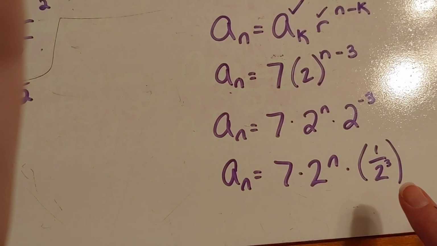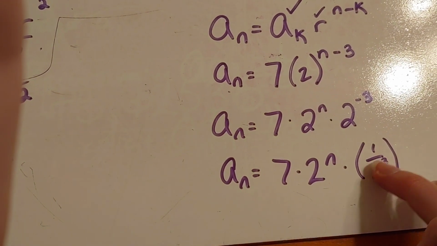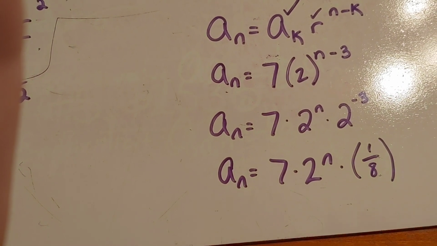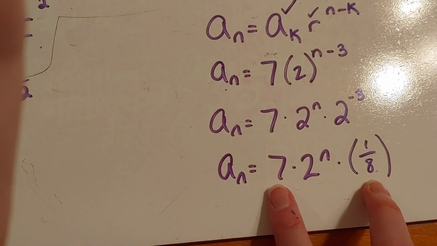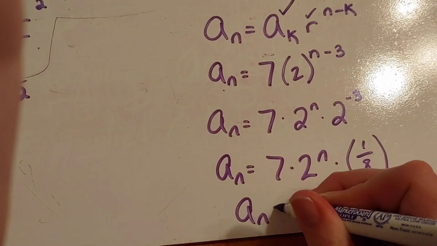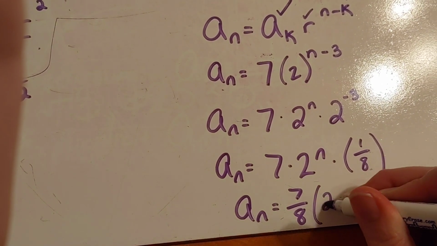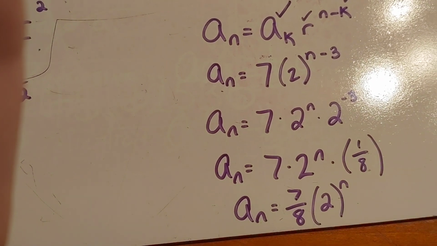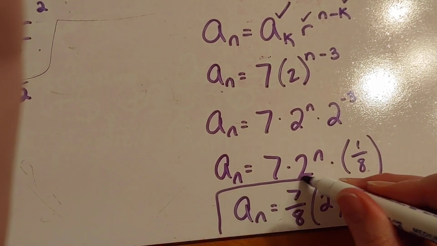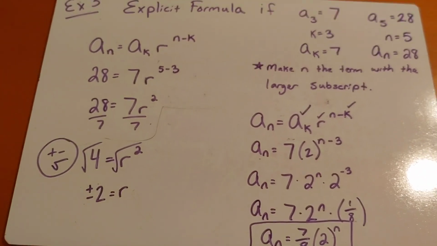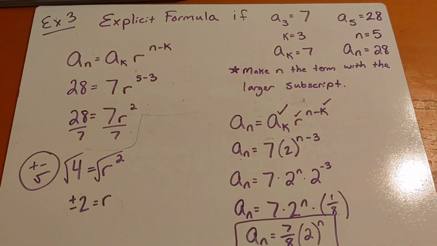It's a good way to see it. 2 to the 3rd power is 8. So that would be 1 over 8 or 1/8. Now I'm going to combine these. 7 times 1/8 is equal to 7/8 times 2 to the nth power. Final answer, simplified explicit formula for example 3.